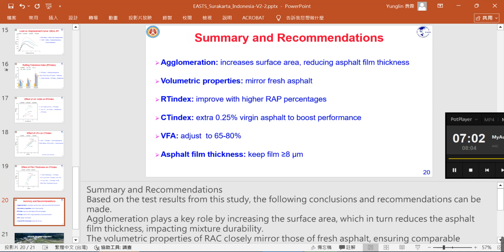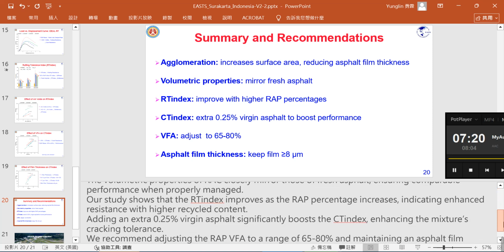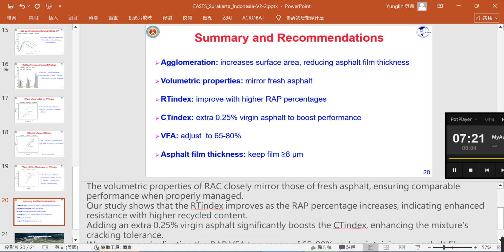Summary and recommendations. Based on the test results from this study, the following conclusions and recommendations can be made. Agglomeration plays a key role by increasing the surface area, which in turn reduces the asphalt film thickness, impacting mixture durability. The volumetric properties of RAC closely mirror those of fresh asphalt, ensuring comparable performance when properly managed.